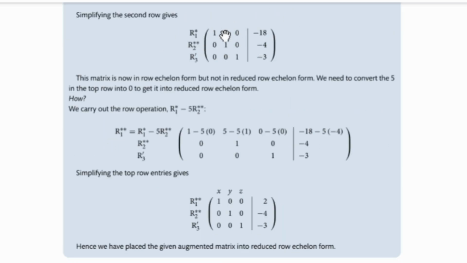So we want to get this value to be 0. So we're going to boost this up, like I said, to a negative 5. This becomes positive 20. We're going to add those, and we're going to get a 2 right here. Positive 20 plus negative 18 is 2. This value goes away. So we're going to have 1, 0, 0, 2. And now we have our solution set. Our x value is going to be 2. Our y value is going to be negative 4. And our z value is going to be negative 3.